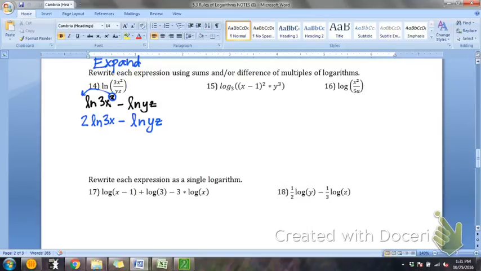No one sees anything else? Do you guys see that there are 2 things that are being multiplied? Y and z are being multiplied times each other, right? You guys see that? And multiplication turns into what? Addition. So this becomes ln of y plus ln of z. Do we have any other multiplication up here?